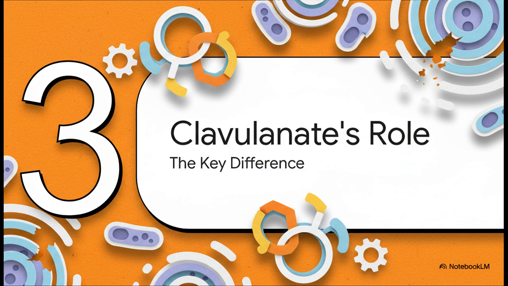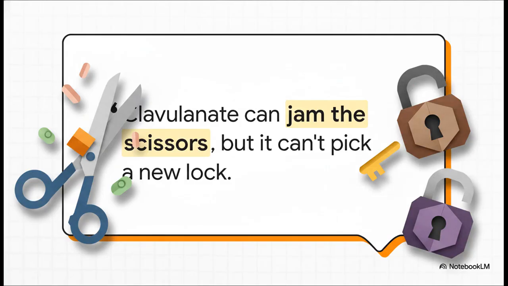This brings us to the hero of our story. Well, at least half of it. Clavulanate. It's the clav in amoxicillin-clavulanate, and its job is very, very specific. This quote just summarizes everything perfectly. If the bacteria are using those scissors to chop up amoxicillin, clavulanate comes in and jams them shut. Simple. But if the bacteria have changed the lock, clavulanate is useless. It can't pick a new lock.